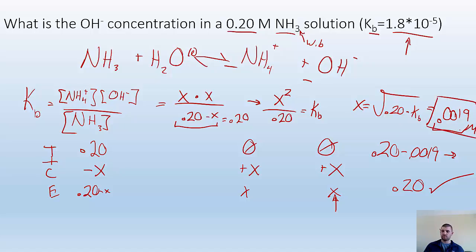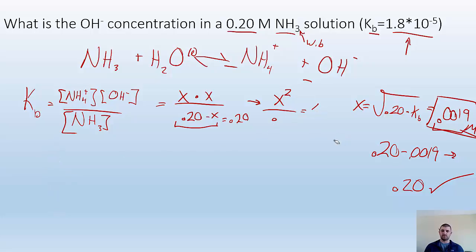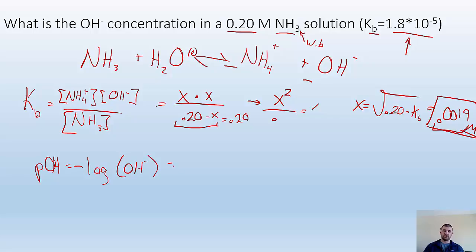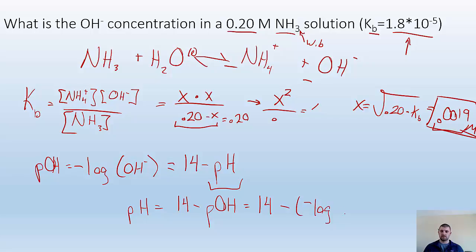So my final answer is going to be 0.0019 molar, right? So now let's say the question wanted to know what the pH was. Well, now that I got the OH minus concentration, I can do that relatively easily, a couple of ways. My preferred way would probably be to calculate what the pOH is. So I know that pOH is going to equal the negative log of the OH minus concentration, which is also going to have to equal 14 minus the pH, right? So if I want pH, it's going to be 14 minus the pOH, which is going to equal 14 minus the negative log of 0.0019.